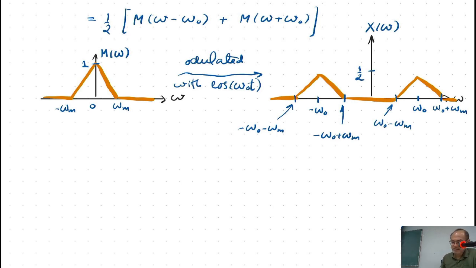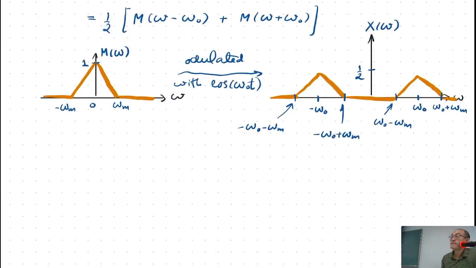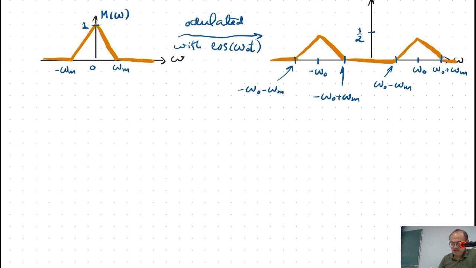Okay, all right. Any questions, please? No. All right, so we're done with properties of the Fourier transform. So the next topic would be spectrums of some signals.